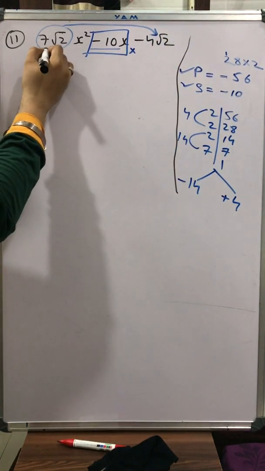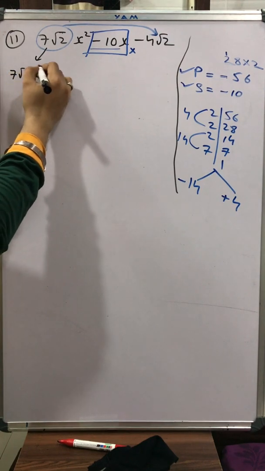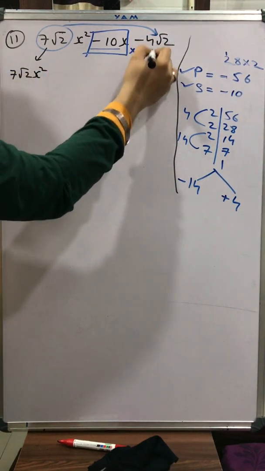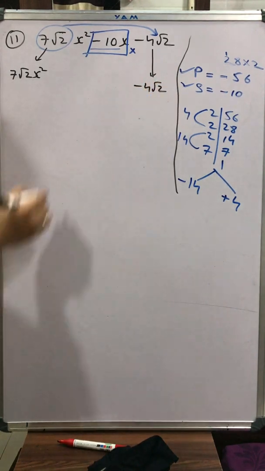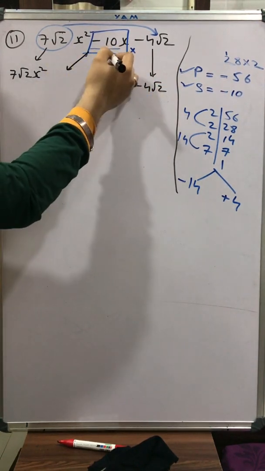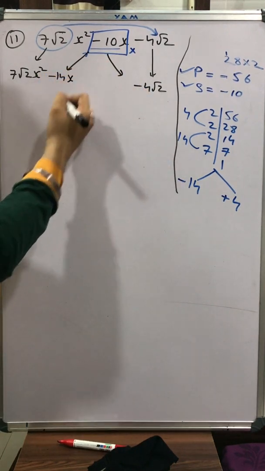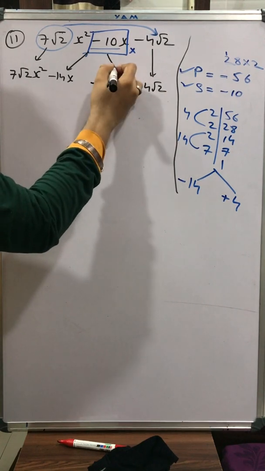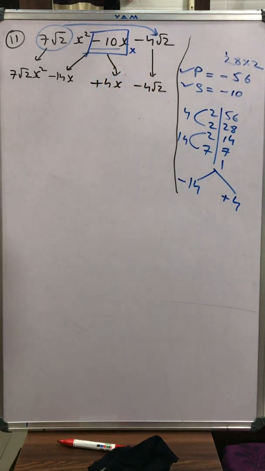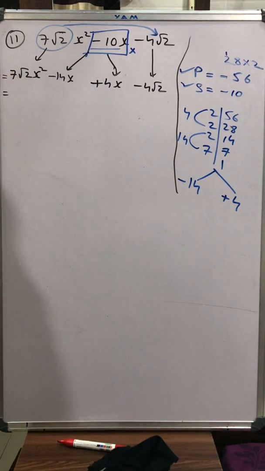So what I'll do, I'll just copy this first term. It is 7 root 2 x square. I'll copy the last term, which is minus 4 root 2. At the place of this middle term, what I will write? I will write minus 14x, and here I will write plus 4x. Okay, minus 14x and plus 4x. Great. Now what can I remove common from these two things?